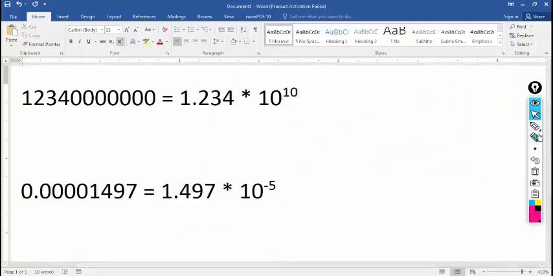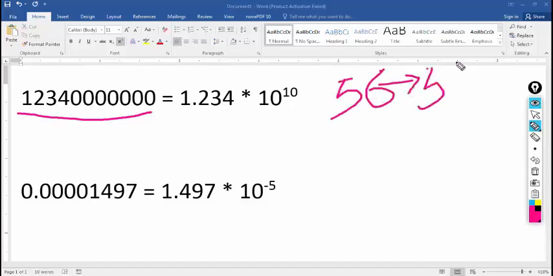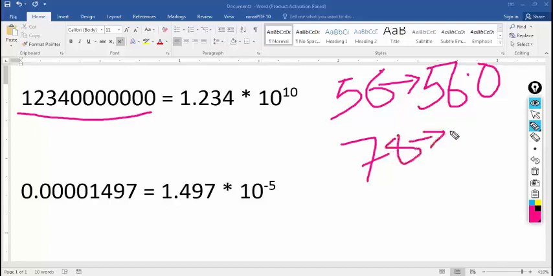Let's take two examples. In the first example, I've got this number here, and in this example you can see that I don't have a decimal point. You know that if I write any number, let's take 56, so this 56 is same as 56.0. Similarly, if I take 78, this 78 is same as 78.0. So in all numbers we have a decimal point present at the end if we don't have it explicitly mentioned.